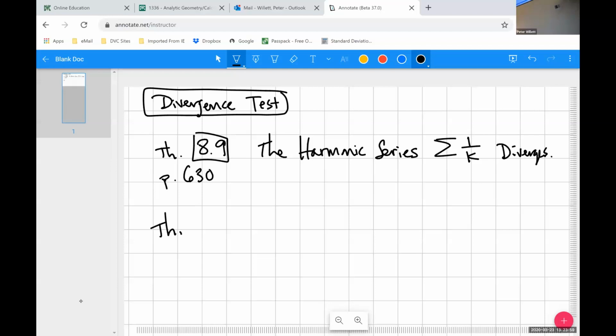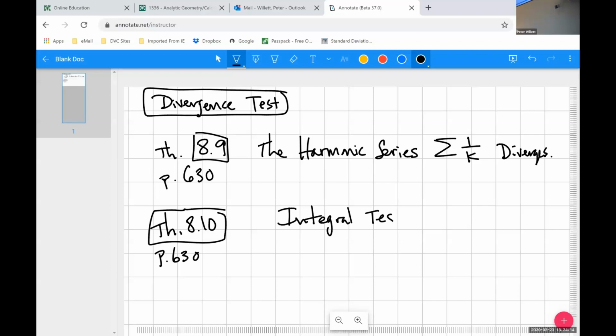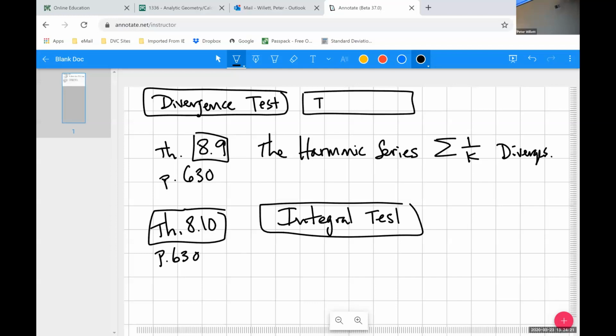So let's look at our second test here. This is Theorem 8.10 on the same page. So this is called the integral test. And then pretty quickly we will add that up here so that we also have the integral test. I'm going to have to erase all this in a bit, but I'll just put it up here to sort of say we're accumulating tests here. So what does the integral test say?